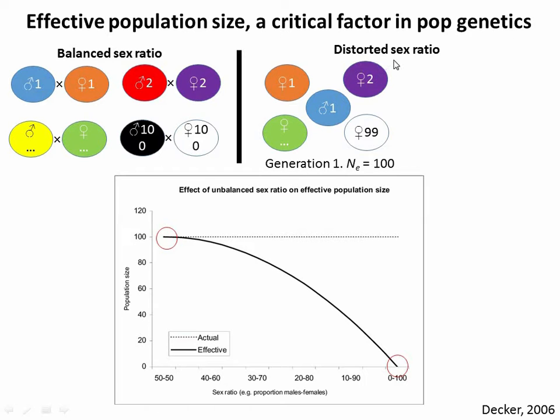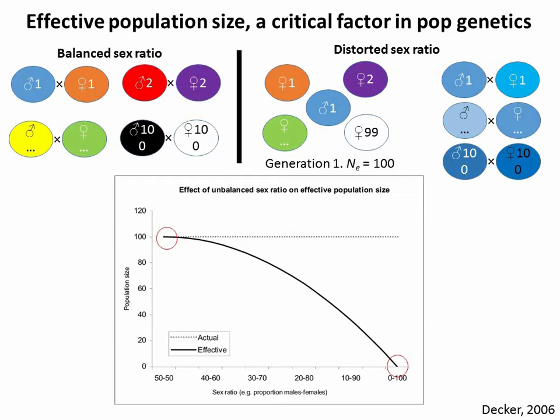But here, if you have a distorted sex ratio, of course the first generation will still possibly have an effective population size of 100 if each single female is completely unique, and also different from the male here. But things get a bit more complicated when you go to the next generation. In the next generation, every single individual is actually related because they all have the same father. And because of that, the effective population size will strongly decrease.